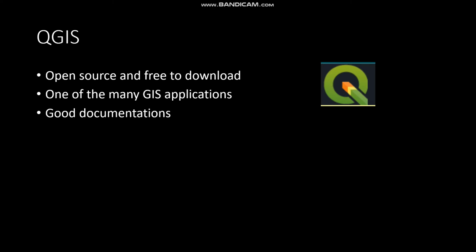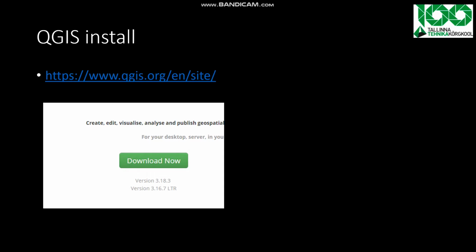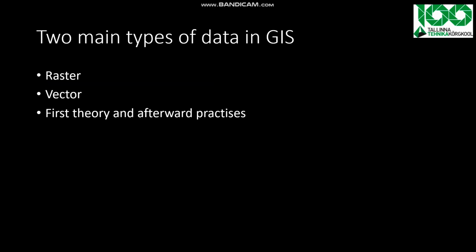So, QGIS, what is it? It's an open source and free to download application. This is really one of the many GIS applications. There are more than that, and I chose it especially because it has good documentation. Also, it's open source, so you don't have to pay any fees. Let's skip the first part, the QGIS install, and jump to the data types.